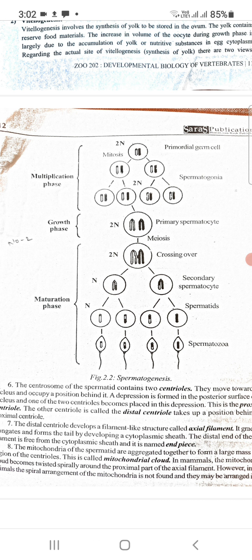From the secondary spermatocyte, four spermatids are formed, in which the single n number of chromosomes is present, and finally the spermatids are converted into spermatozoa. This is called the maturation phase. In this way, in the process of spermatogenesis, the formation of sperm takes place.